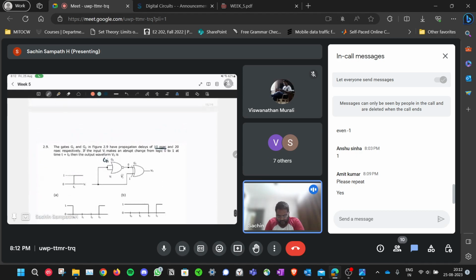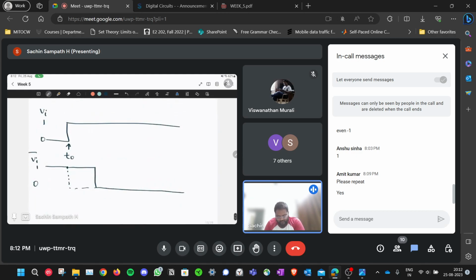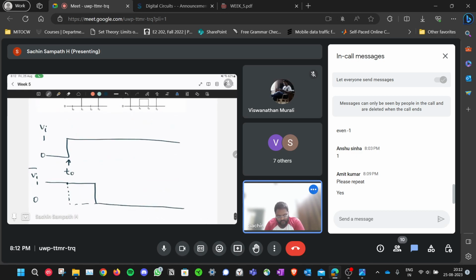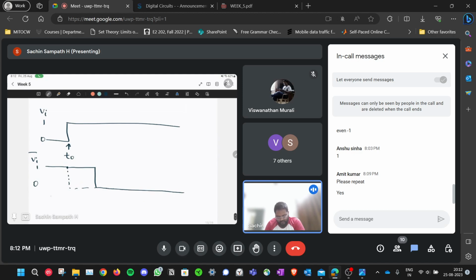And if you look at gate G2, one of the inputs is directly Vi. This Vi is fed here. And the other input to the XOR gate is Vi bar, that is the complement of Vi. So what will an XOR gate do if Vi is 0 and Vi bar is 1? If one of the inputs is 0 and the other is 1, the output should be 1, right? So before time 0, it will be at 1. After T0, both of the inputs to gate G2 become high. So when both inputs are high, the output should be low.